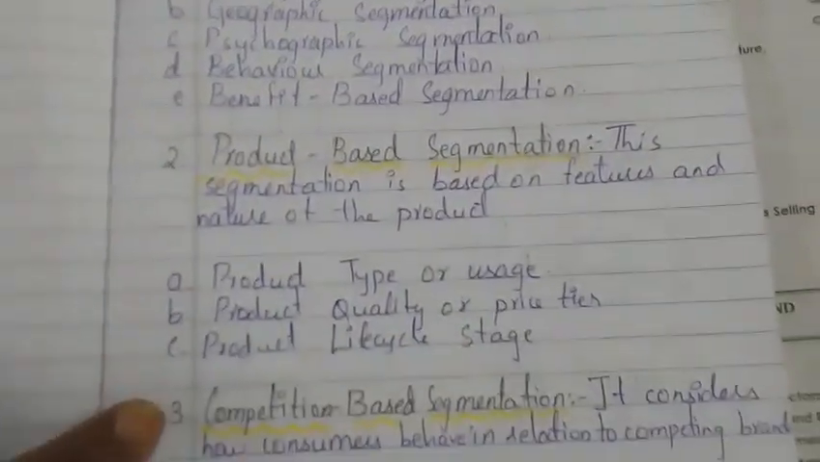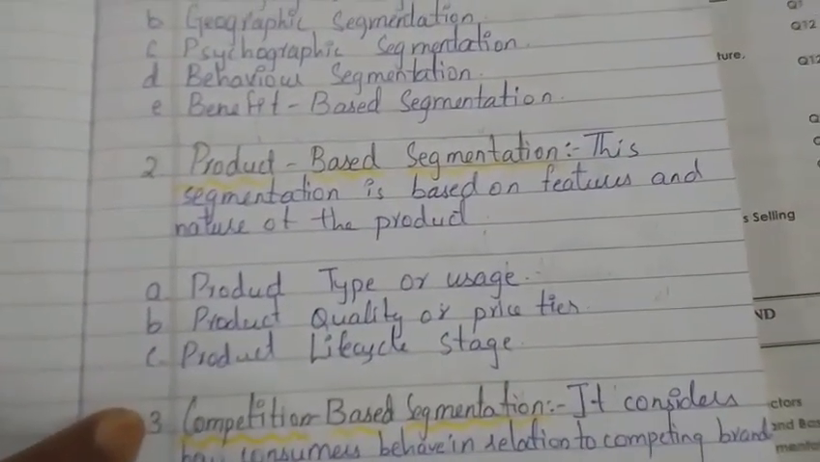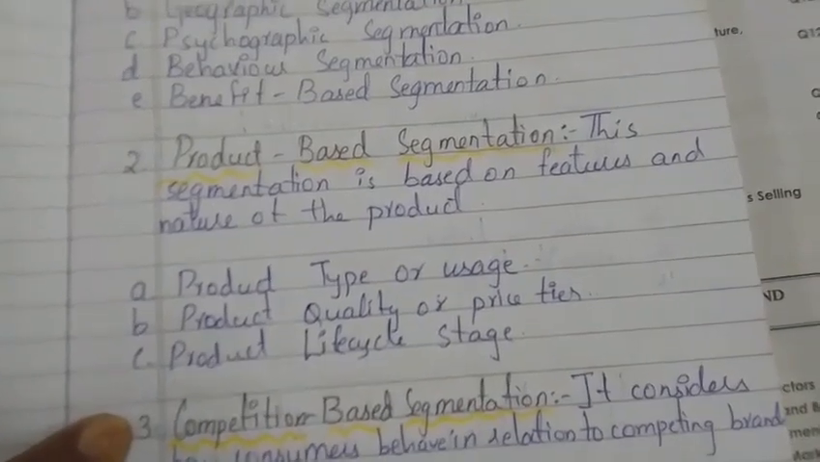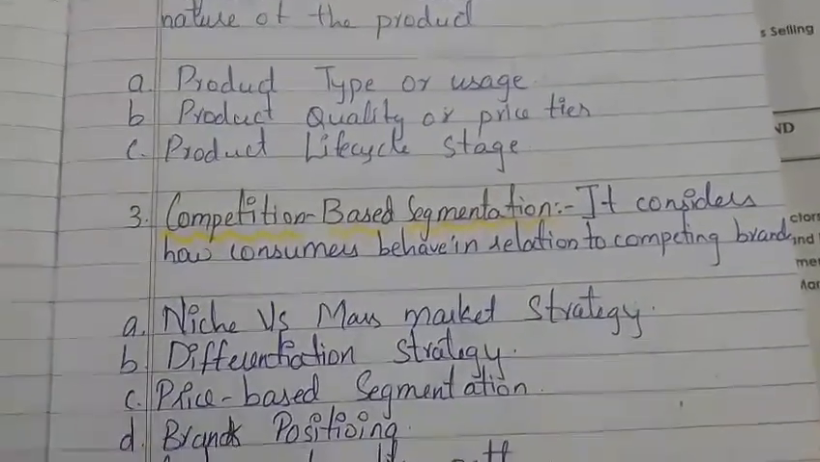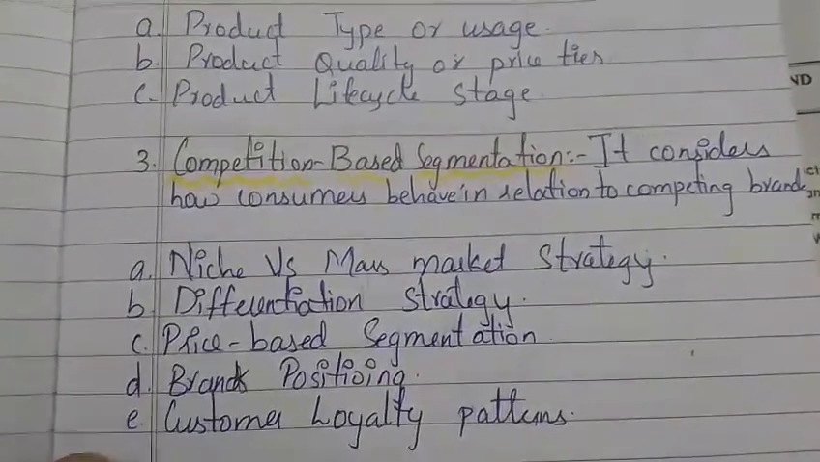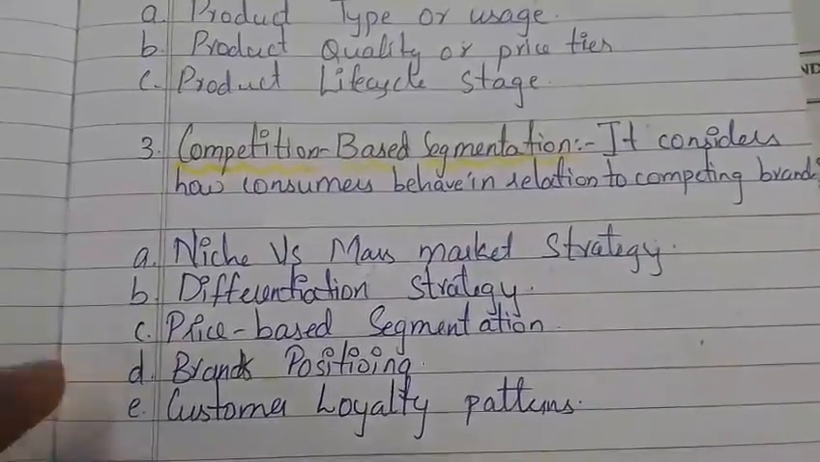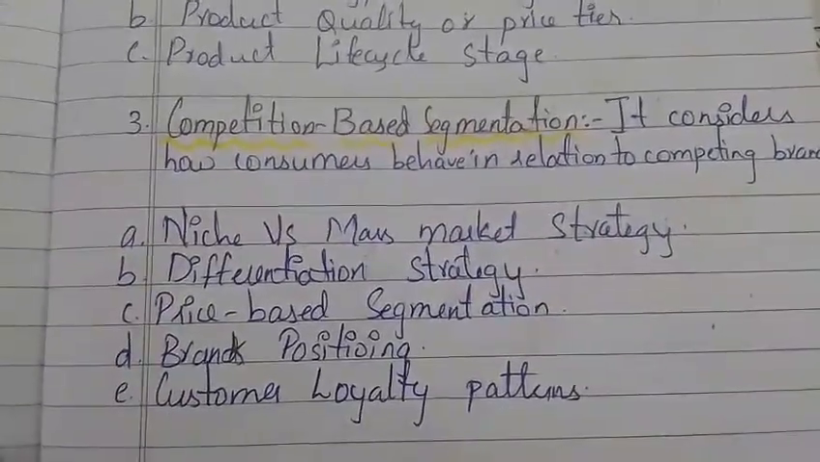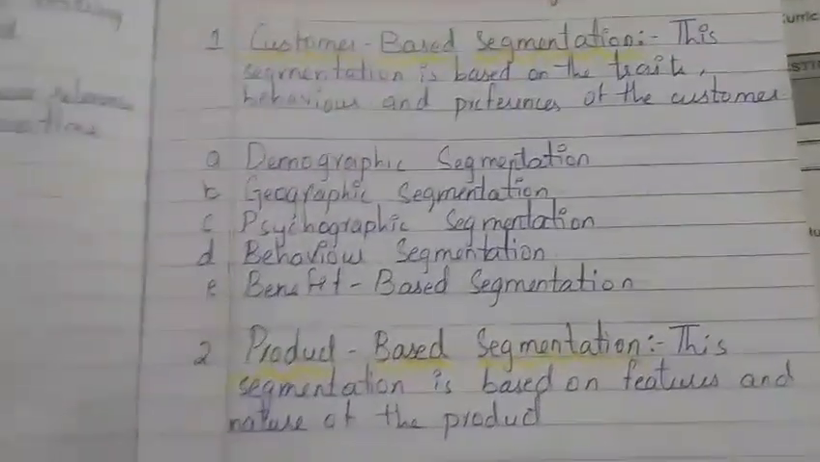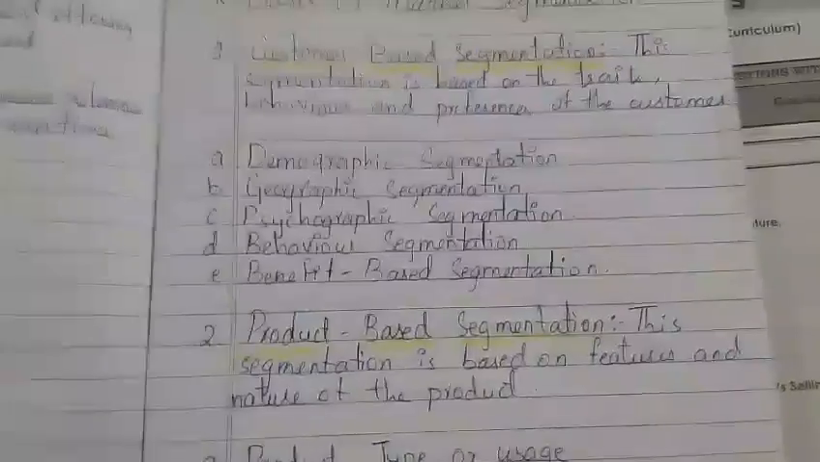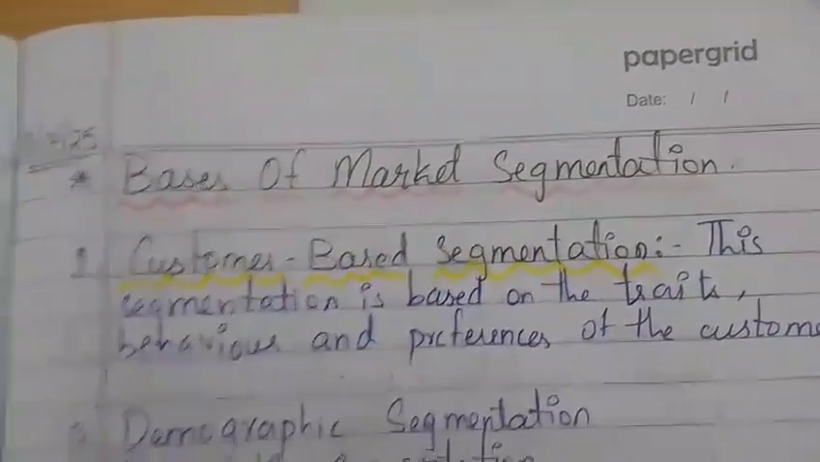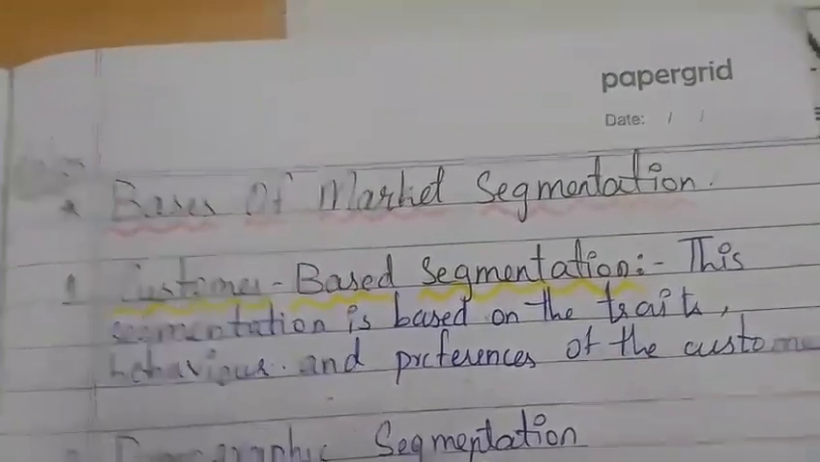Under product you have product type, quality, and product life cycle. Under competition based you have niche versus mass marketing, differentiation, price based, brand positioning, customer loyalty patterns. All this you have to put in the form of a flowchart and then start explaining each point. This is very important. Do not go to the examination hall without preparing for this question.